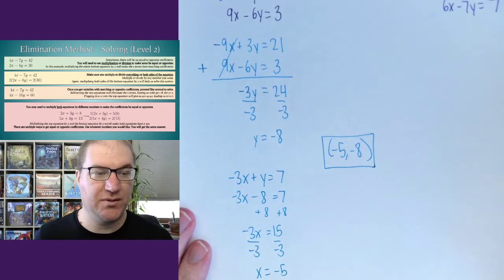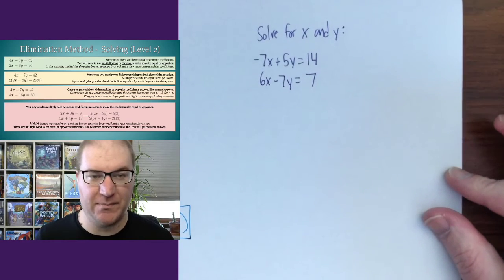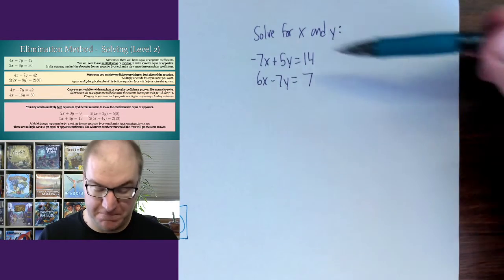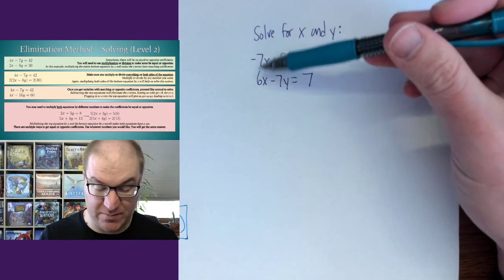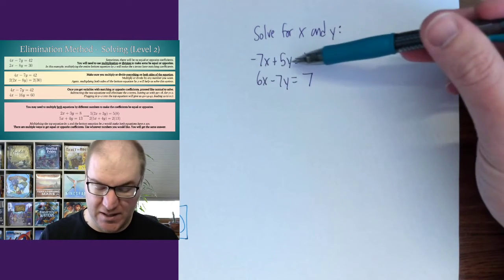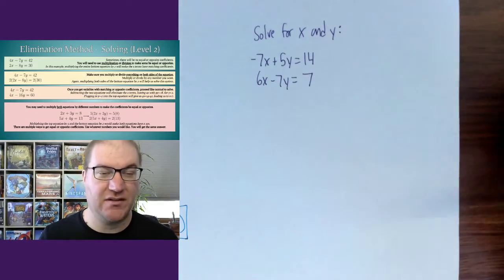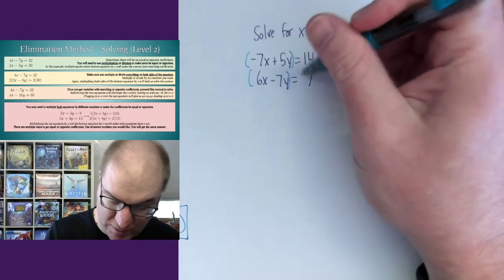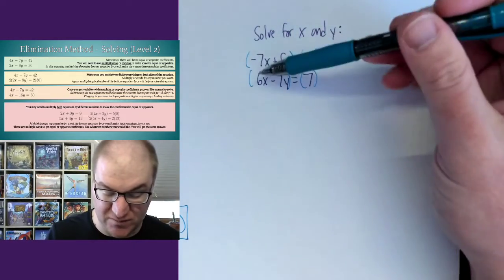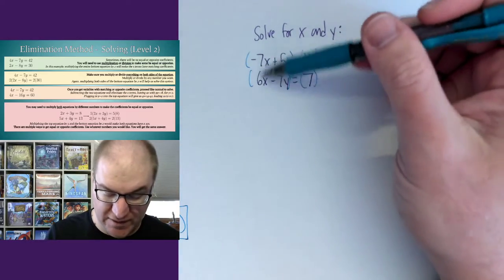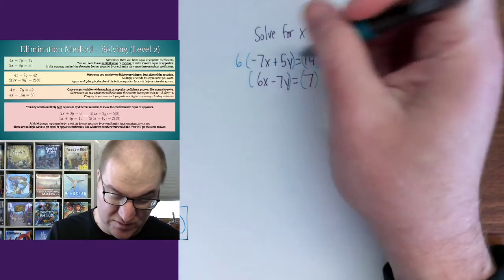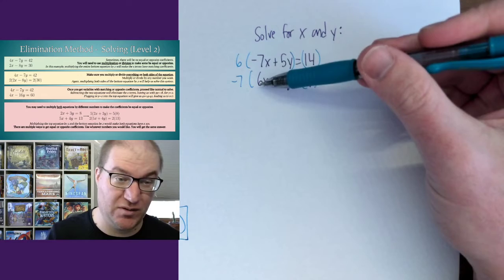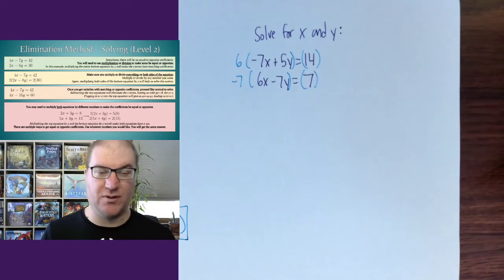All right, we're going to do one more example. And the only other thing that might come up in a problem like this is you might have to multiply both equations by a number. Because I can't think of a number to multiply 7 by to get 6, or 6 to get 7. And there's no number to multiply 5 to get 7, or 7 to get 5. So you have to multiply both equations here. If you're not sure what number to multiply by, you kind of cheat and just multiply by the other number. So if I want to get rid of the x's in this problem, I could just multiply this one by 6 and this one by negative 7, right? I just use the top number on the bottom equation and the bottom number on the top equation.